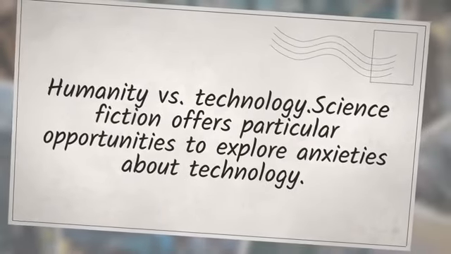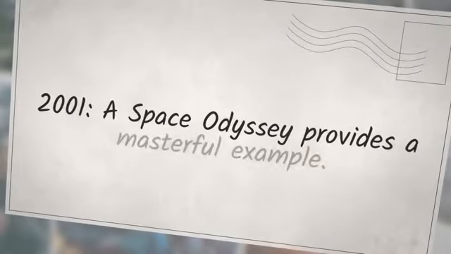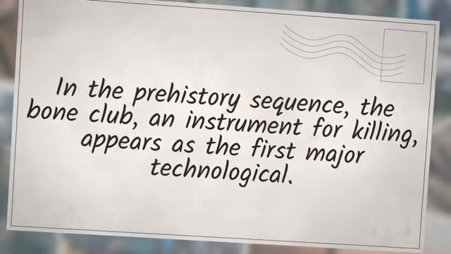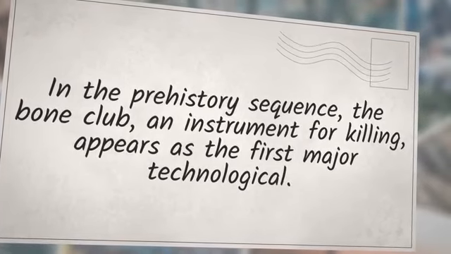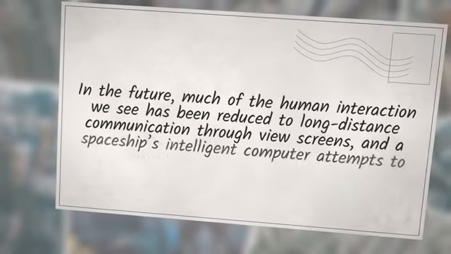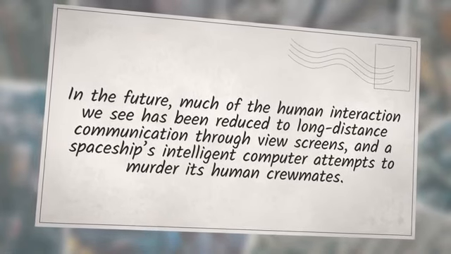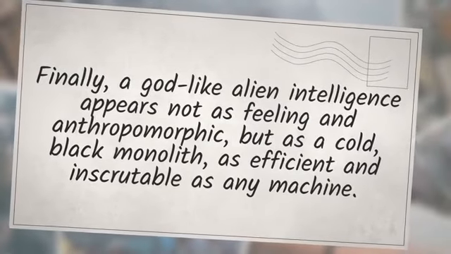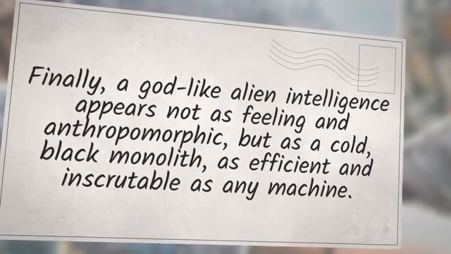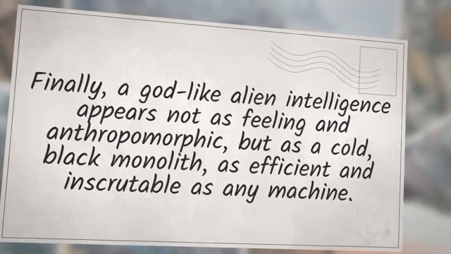Humanity versus technology. Science fiction offers particular opportunities to explore anxieties about technology. 2001: A Space Odyssey provides a masterful example. In the prehistory sequence, the Bone Club, an instrument for killing, appears as the first major technological breakthrough of our species. In the future, much of the human interaction we see has been reduced to long-distance communication through view screens, and a spaceship's intelligent computer attempts to murder its human crewmates. Finally, a godlike alien intelligence appears not as feeling and anthropomorphic, but as a cold, black monolith, as efficient and inscrutable as any machine.